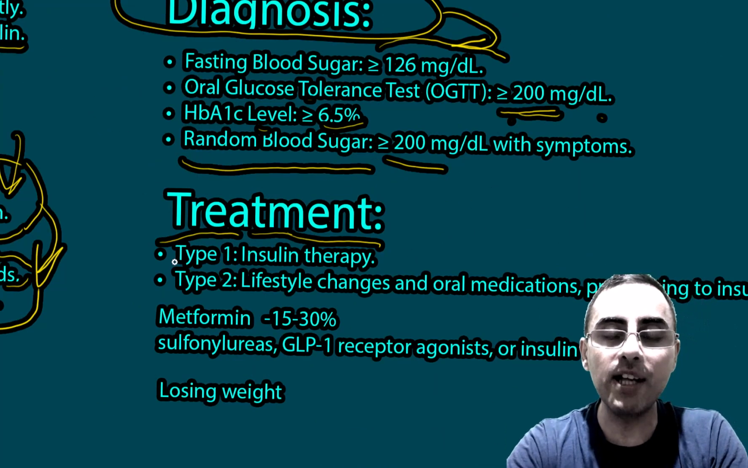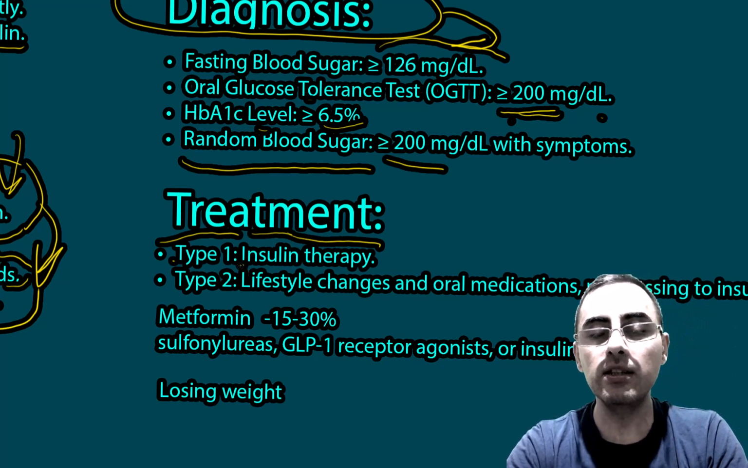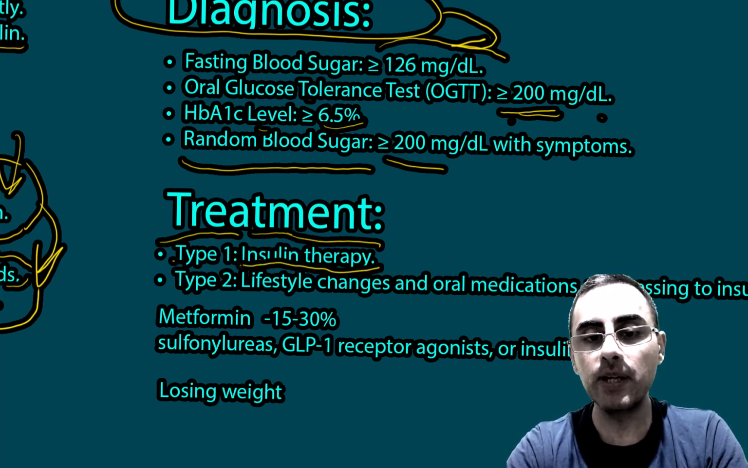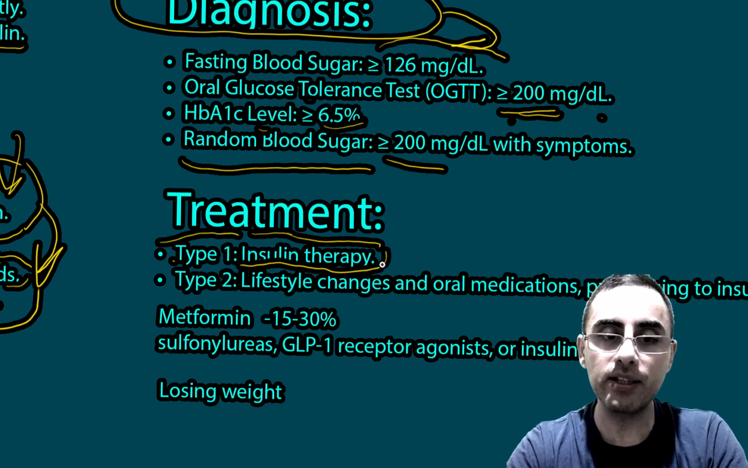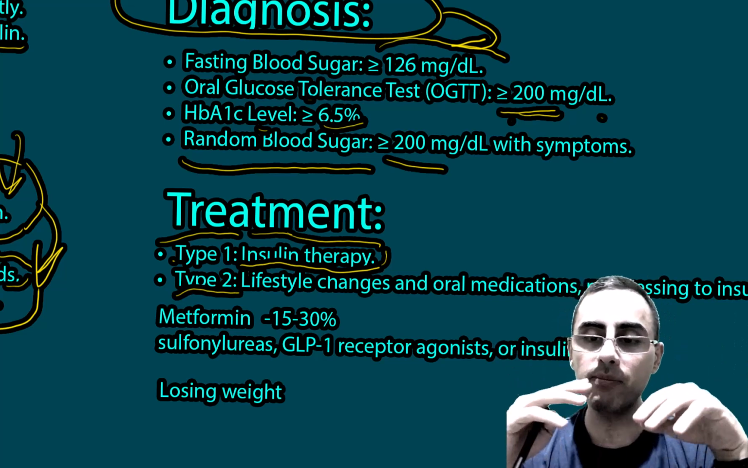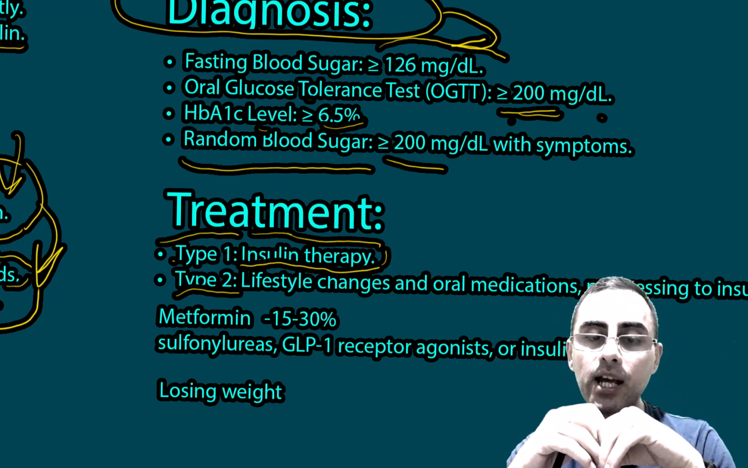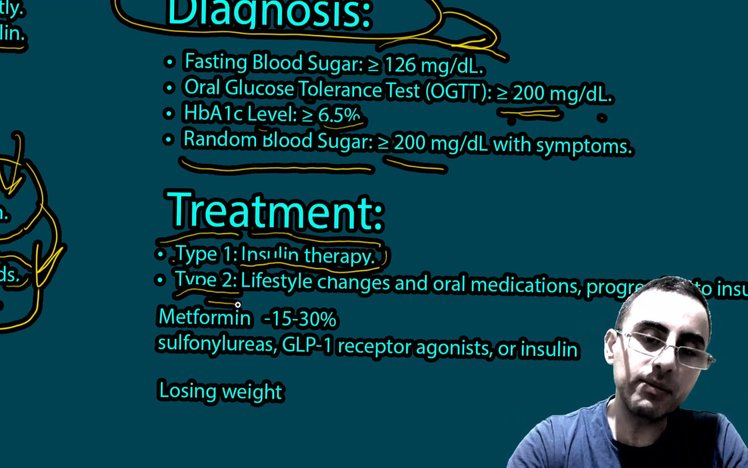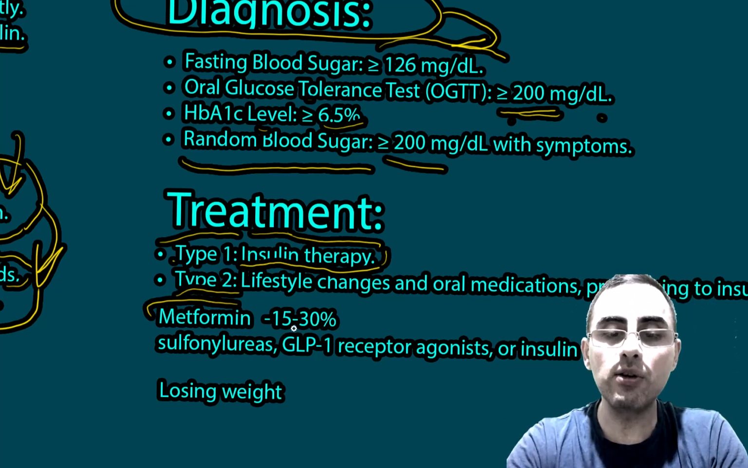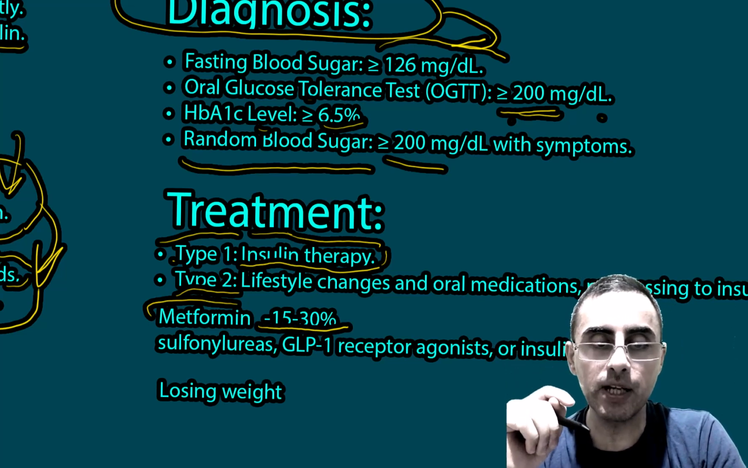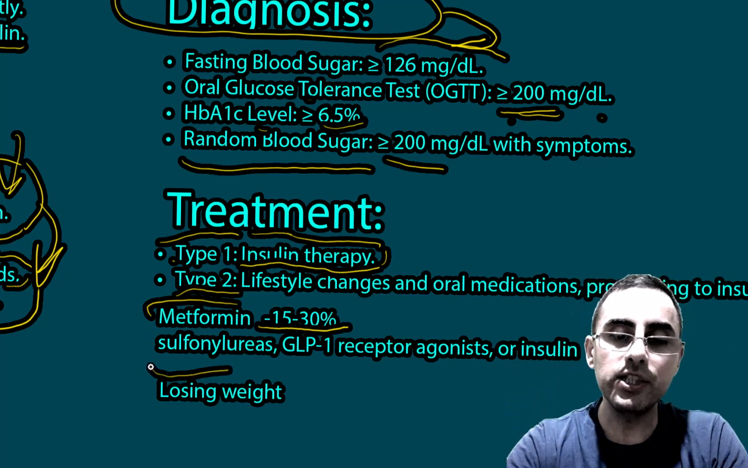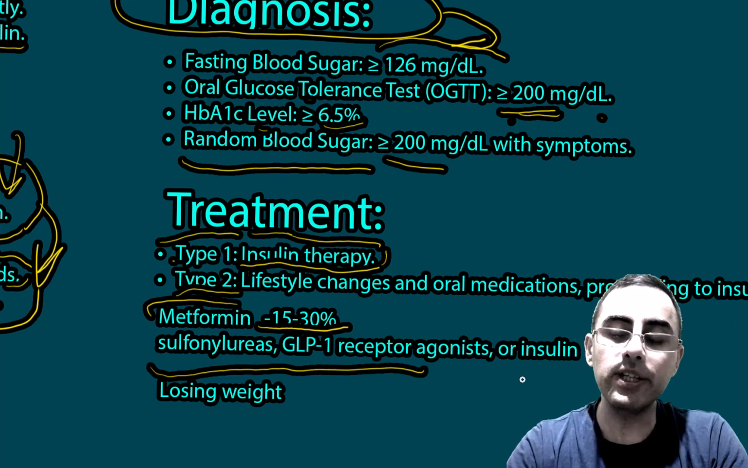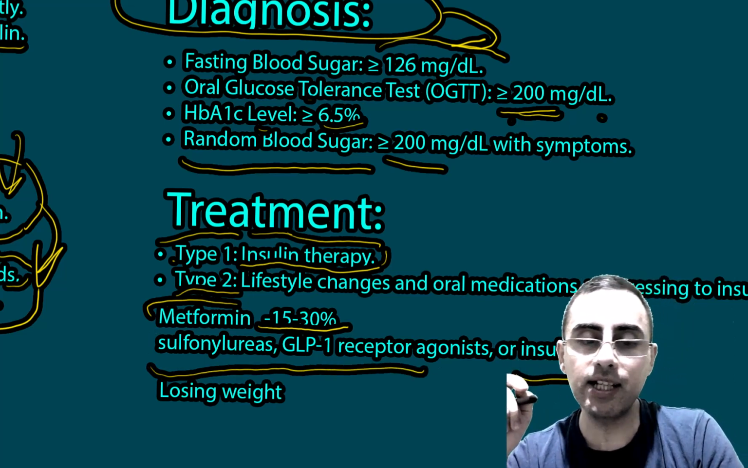Now let's talk about treatment. In case of type 1 diabetes, treatment is always insulin therapy. Insulin therapy with injection or artificial pancreas. In case of type 2 diabetes, lifestyle changes and oral medications, and sometimes insulin is also needed. Metformin is usually the first line treatment. It can reduce blood glucose level by 15 to 30%. It's important. Sulfonylureas, also GLP-1 receptor agonist or insulin if needed. They are second line treatment.